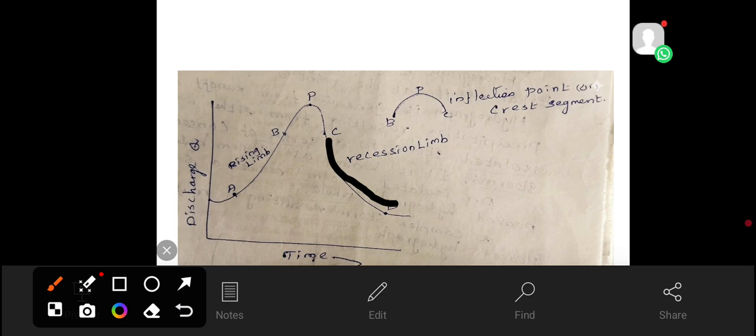When the falling limb starts, the rainfall has stopped. What is the intensity of rainfall? What is the duration of rainfall? These can be calculated using this curve.